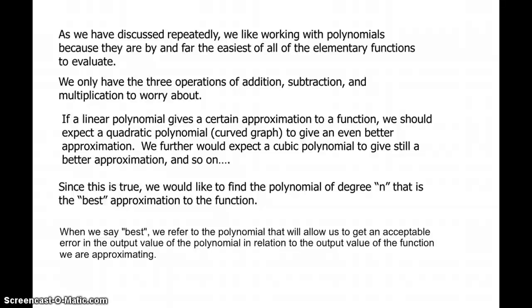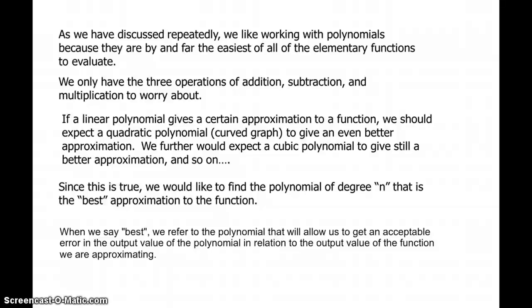If a linear polynomial gives a certain approximation to a function, we would expect a quadratic, a curved graph, to give a better approximation of a curved function. We would further expect the cubic polynomial to be even a better approximation. And as I explained a while ago, what that's going to do is buy us further and further distance on either side of our point of tangency, where our approximating polynomial acts just like our function.